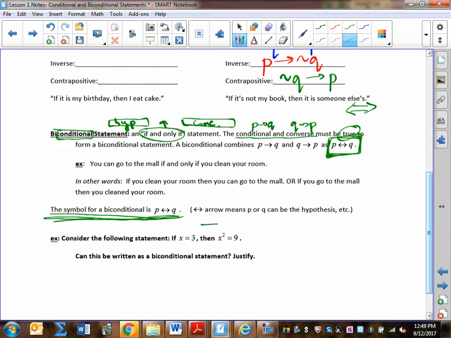Good. If we go this way, if x equals 3, then x squared equals 9. That's true. 3 squared is 9. But if I try to go the other way, if x squared equals 9, then x equals 3. No, x equals both positive and negative. So this we couldn't write as a biconditional. But if we changed it to say plus or minus 3, then we can write it as a biconditional.